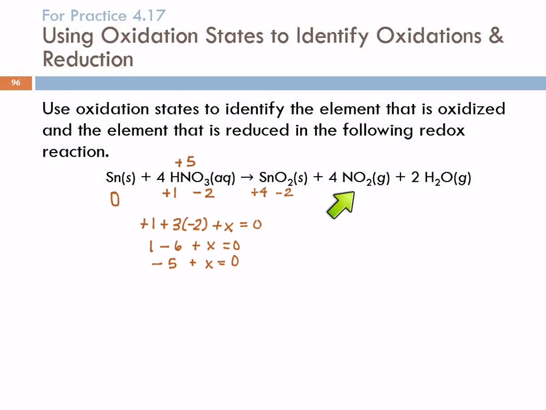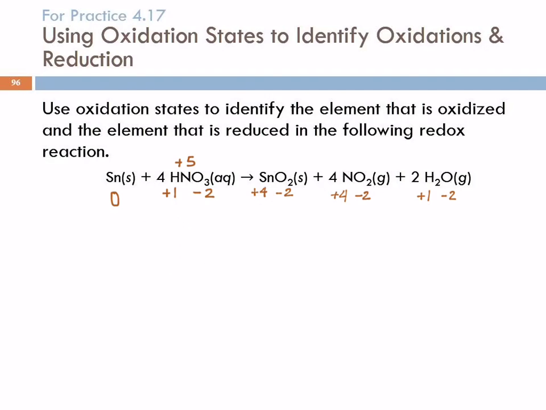NO2. 2 nonmetals. Who gets priority? Oxygen. Oxygen gets what it wants. It wants to be minus 2. There's 2 oxygens, so what does the nitrogen have to be? Plus 4. And then we have water. Who gets priority between hydrogen and oxygen? Hydrogen. So hydrogen gets to be plus 1, and then the oxygen ends up being minus 2. So oxygen still ended up getting what it wanted. So we identified the oxidation states.